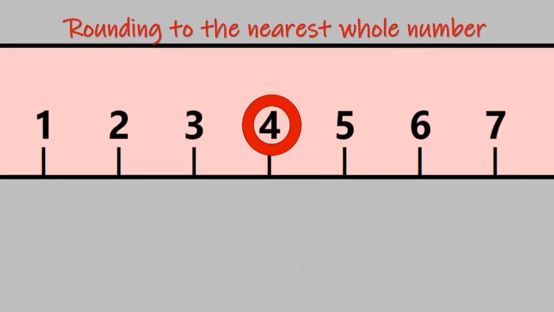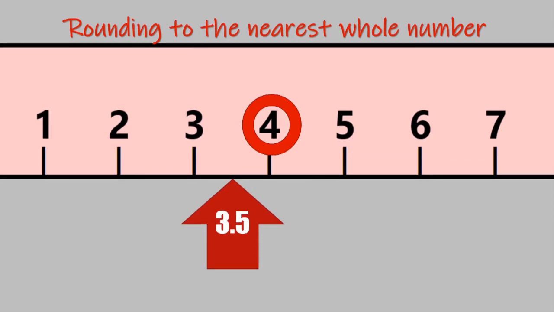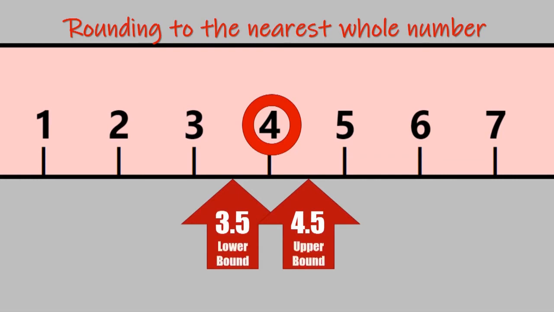So what about if we've rounded to the nearest whole number? So in my mind I think of the whole numbers around about 4, and I think, well, the lower bound must be halfway between 4 and the previous whole number, 3, so that's 3.5. The upper bound will be halfway between the 4 and the 5, which is 4.5. So now we've got our lower bound and upper bound, we can write our limits of accuracy just as before with the inequality signs.